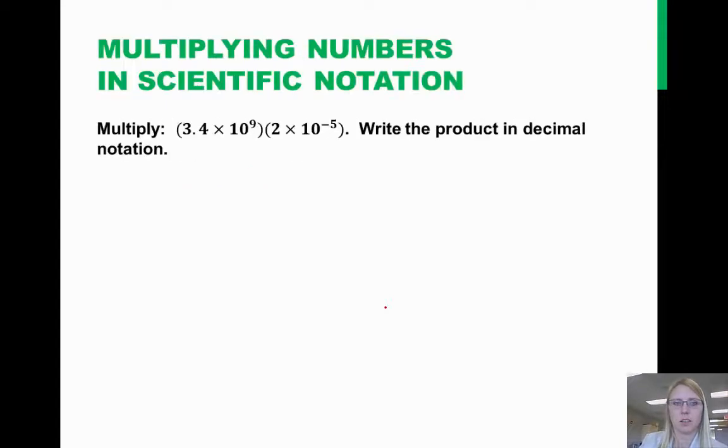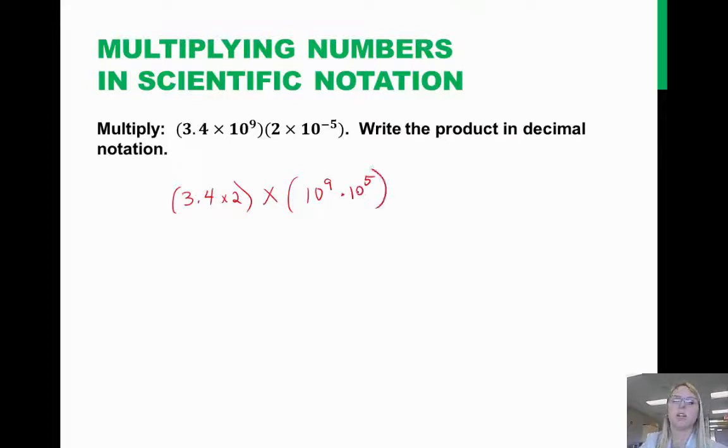All right. Multiplying numbers in scientific notation. So here we have an example where we need to multiply two numbers that are in scientific notation. And I'm going to break this down into two parts. So I'm going to put the 3.4 times 2 in the first part. And this would be the times. And then I'm going to have the tens. 10 to the 9th times 10 to the negative 5th.